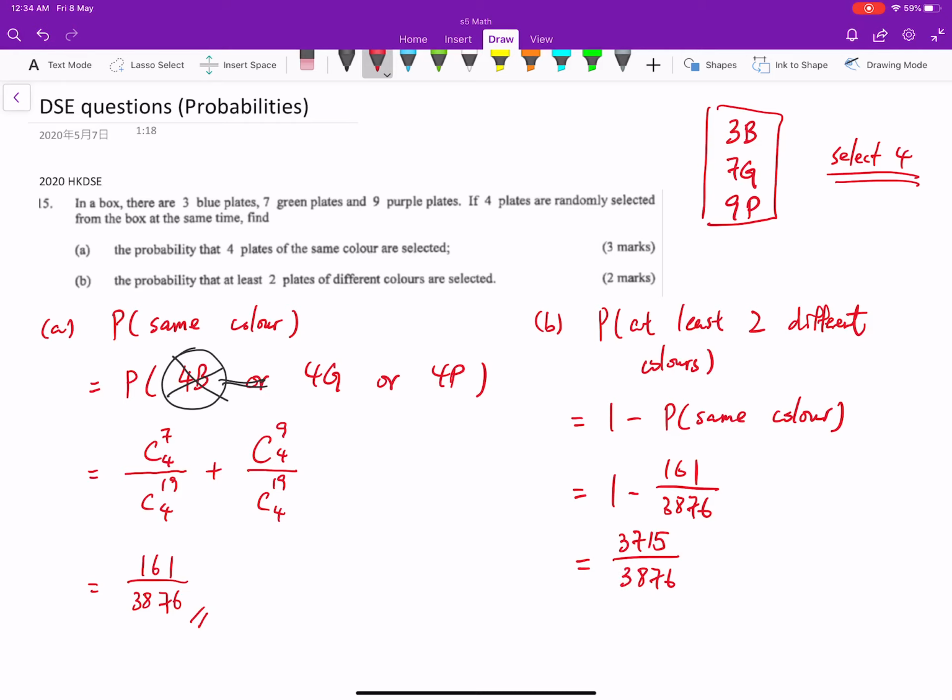Okay, and actually you may find that in probability, DSE is not difficult. If the questions are like this, just a few marks, 4 to 5, you must be able to get the answers. And actually this is even easier than the questions in the textbook. Okay, so 4 marks. Okay, you got it.